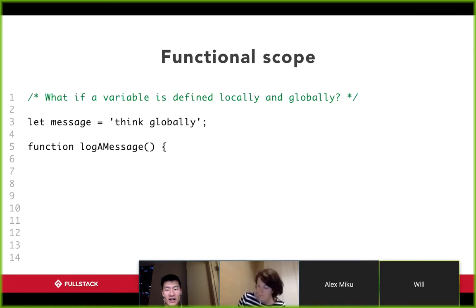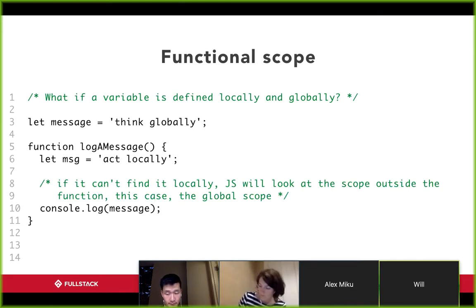However, if that message wasn't there, so here on line 6, rather than calling it message, we call it MSG. Well, on line 10 now, when I console log out message, JavaScript's first going to say, well, great, let me look at my own scope again. Let me look for this variable called message. And it'll say, oh, there's no variable called message in my logMessage scope.